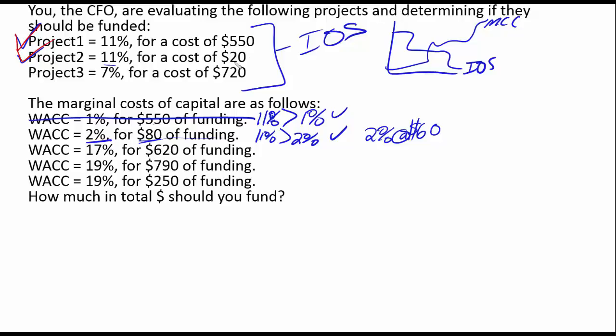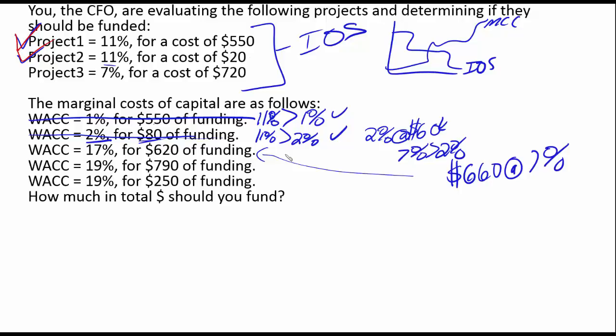Okay, so we're now going to go up to project number 3, and we're going to see if we're going to do project number 3. We're comparing project number 3, a return of 7%, which has a cost of $720. When we then put this over here, the 7% is greater than 2%, so we would borrow the $60. Okay, but then that's still going to leave us $660 remaining at 7%. So we are going to then strike through this funding here and then come over and compare that to the next borrowing you have to do.